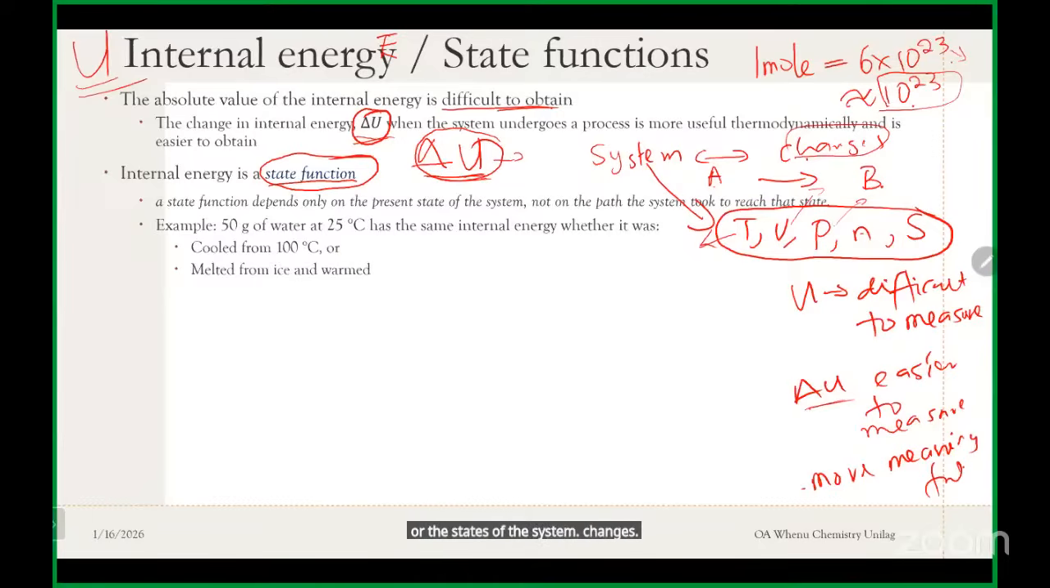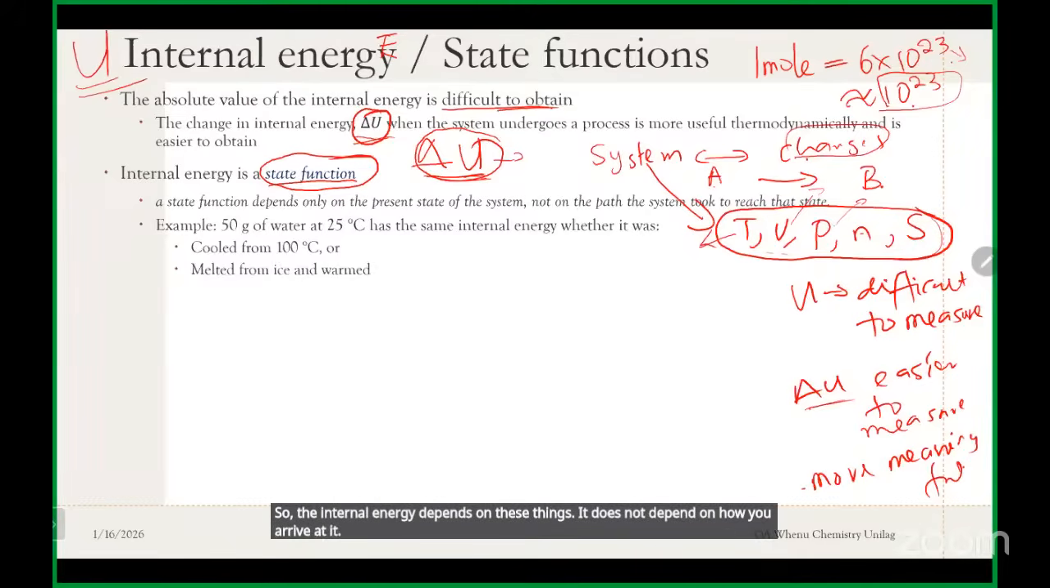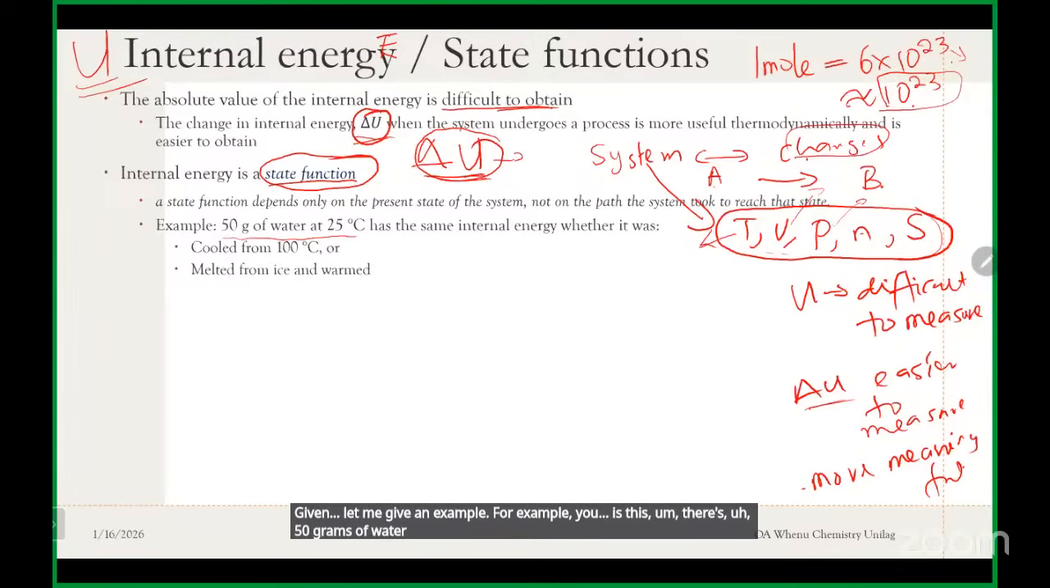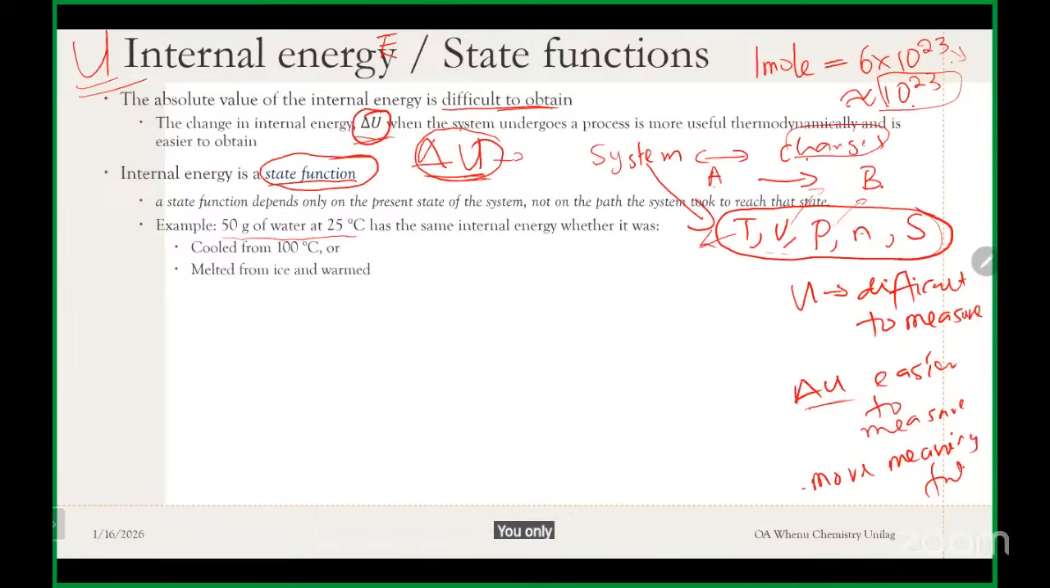So, what I am trying to say in essence is that internal energy depends on these things. It does not depend on how you arrive at it. Let me give an example. For example, there's 50 grams of water at 25 degrees centigrade. You only need to know that what you have is 50 grams of water at 25 degrees centigrade.